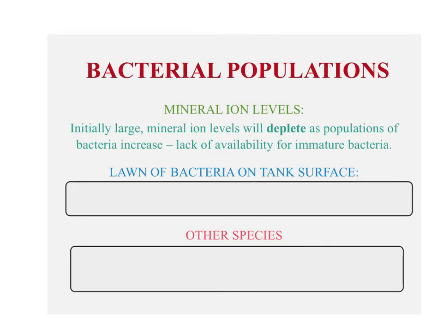So let's take a look at this first factor then. Mineral ion levels initially facilitate a rapid increase in bacterial growth. They're going to take up the minerals for reproduction. However, over time, as those bacteria keep reproducing, the mineral ions deplete. They're being used up. And the use of these finite resources, okay, so they can run out, means that over time, there's going to be less mineral ions available for immature bacteria.